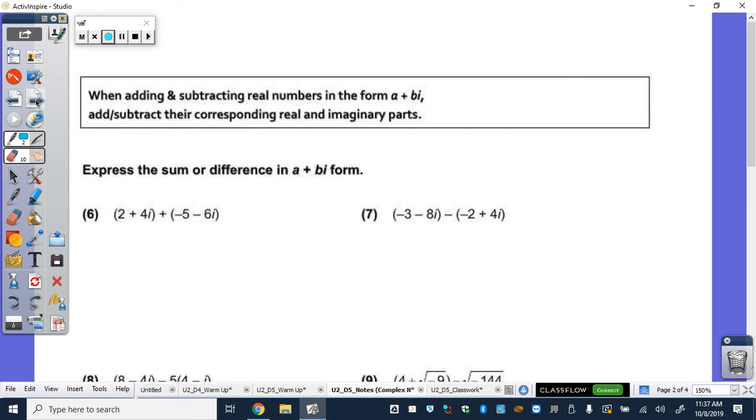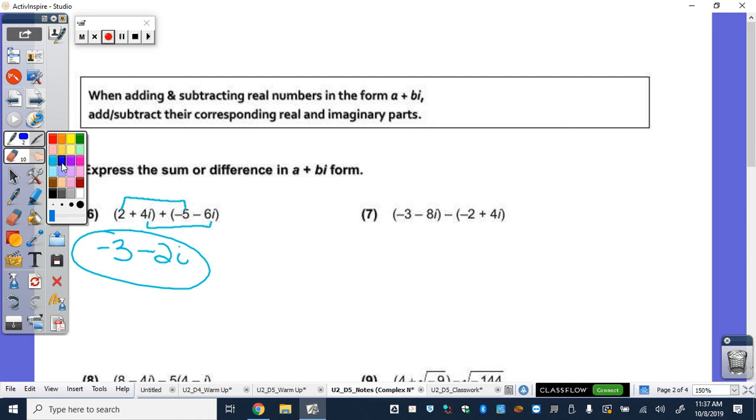So going on the back, when you have complex numbers and you're adding or subtracting them, it's very similar to adding and subtracting polynomials. You can only add and subtract the common terms. So the first one, I'm adding. So 2 plus a negative 5 would give me negative 3, because those are common terms. I can add those. And then 4i plus a negative 6i would give me a negative 2i. Very same rules as our x's there. And then there's our final answer for that. So you just add your real numbers, you add your imaginary numbers, and then it's done.